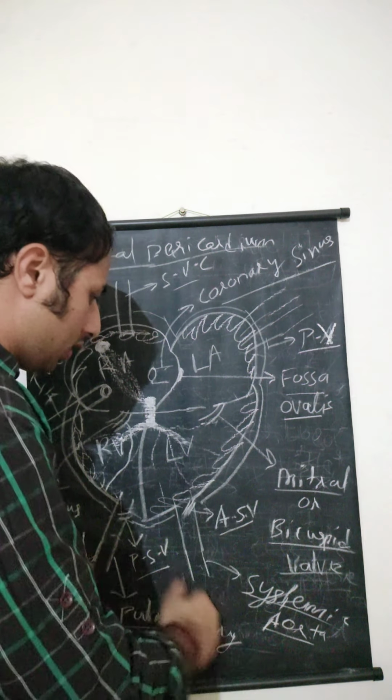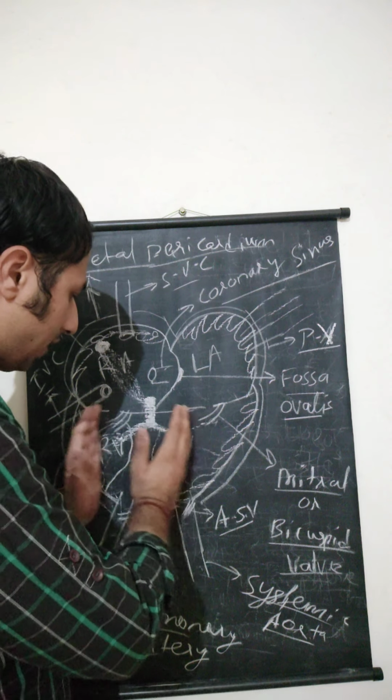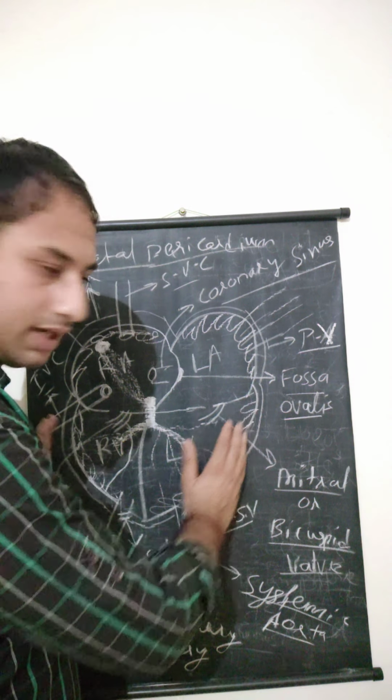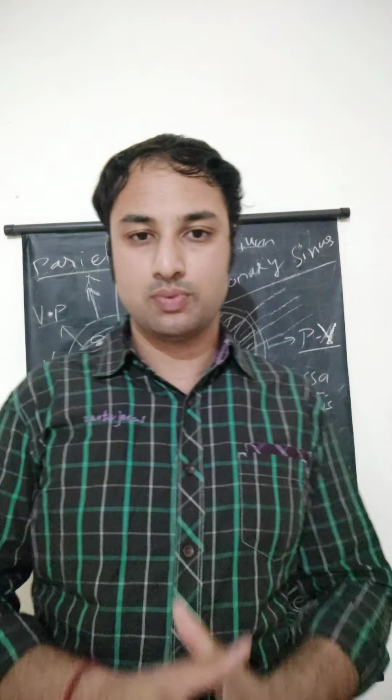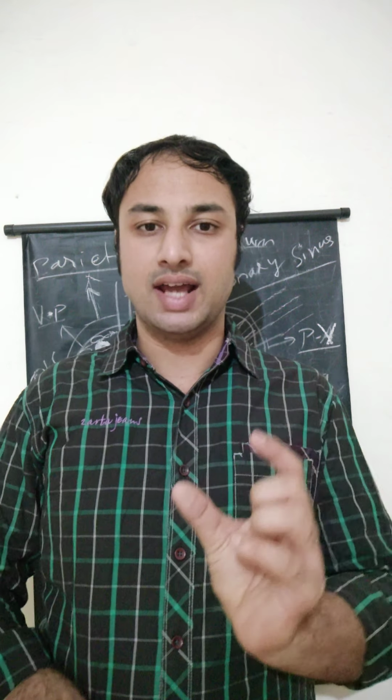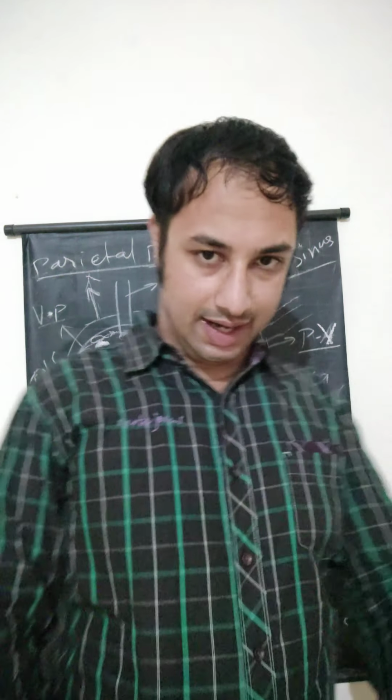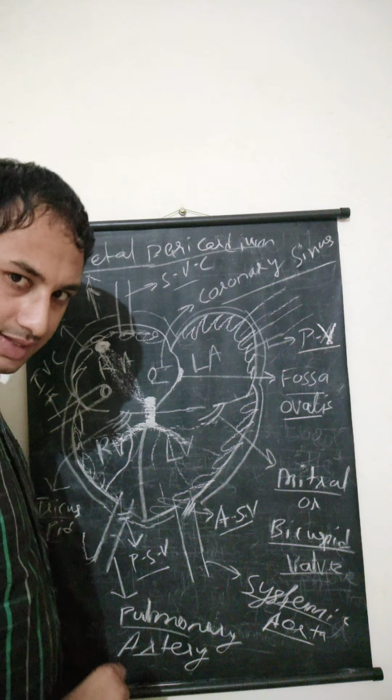So, this cycle continues. After some time, both ventricles again come into what? Relaxed state, and again all four chambers come into joint diastole. Clear? So for this one cardiac cycle, the time required is 0.8 second. That is the duration of one cardiac cycle.